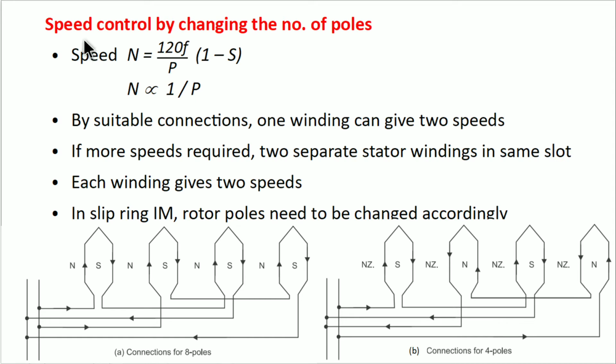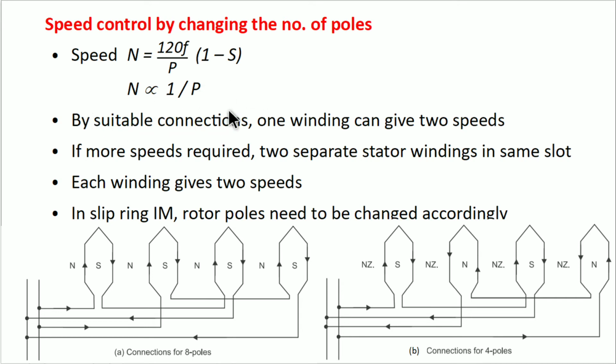Next method is by changing number of poles. Again, considering the same equation for speed, N is 120 f over P times (1 minus s). If we change number of poles, the speed will also change. Speed is inversely proportional to number of poles. How can we have a variable number of poles in a motor? Generally the motors are wound for a fixed number of poles, but if we want a motor with various speeds, then we have to change the number of poles. How can we change the number of poles?